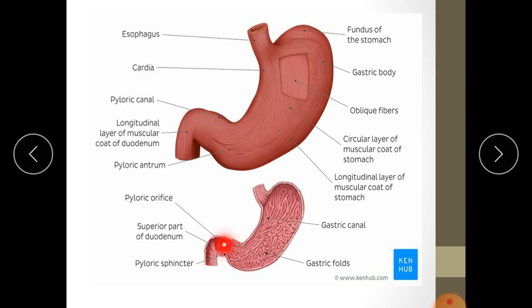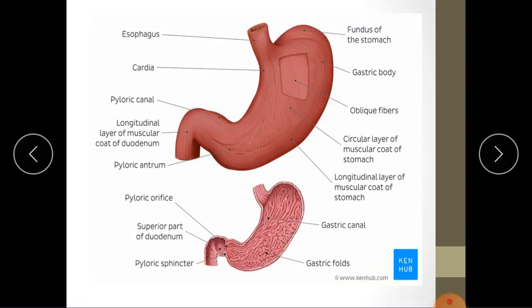So this is the pyloric sphincter. In front of this, here, is the pyloric region. Can you see it? This is the pyloric region. And the remaining part from here to here is called the fundic part.